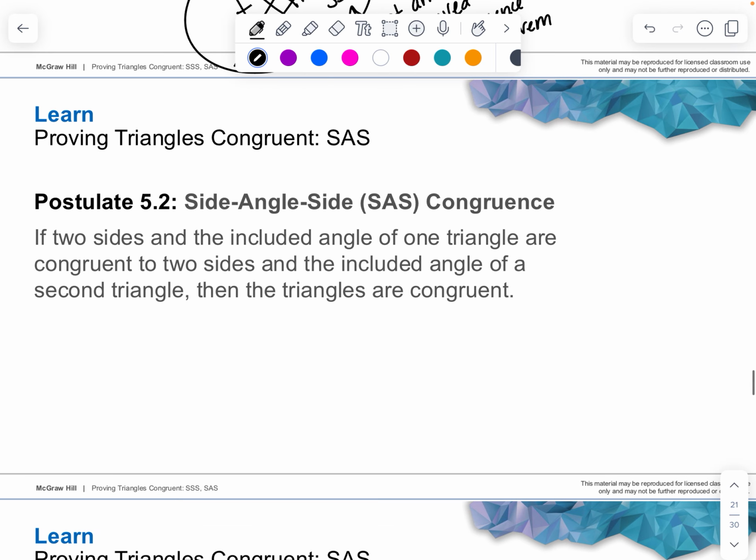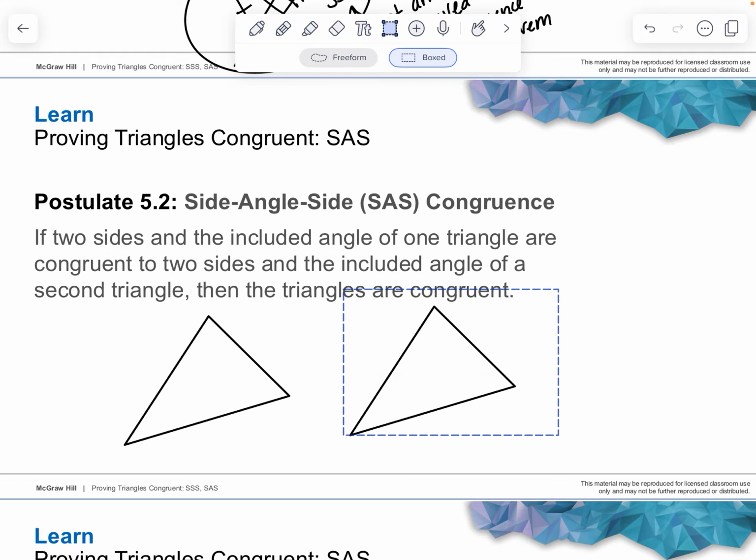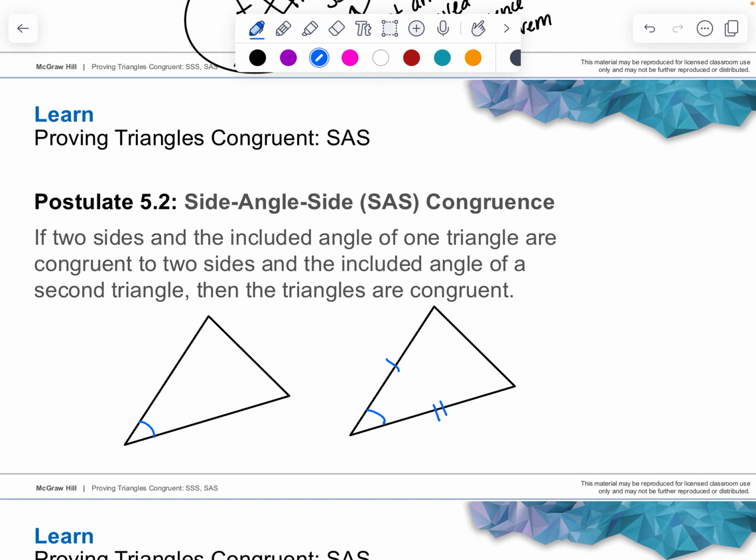All right, so the side angle side congruence is when two sides and the included angle are congruent to two sides and the included angle of a second triangle. So again, that looks like this, copy, paste, and we're going to say this one and this one. It would look like that. This is side angle side congruence, right there.